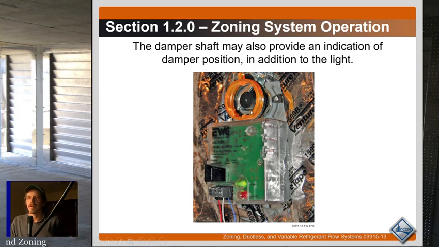Most guys will go through the trouble, if the marking's not already on the shaft, to mark that shaft for the damper position to tell you what it's in. And then zone controls, a lot of times they'll show a light, but this light again only tells you whether the actuator's open or closed. It rarely tells you if the damper's actually open or closed. It just knows what position the actuator should be in.